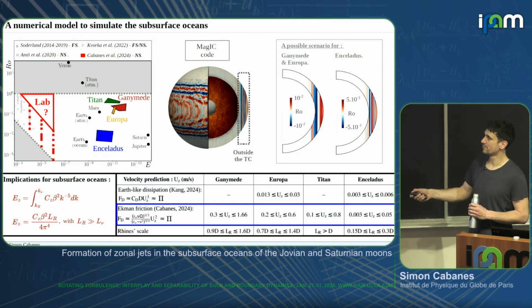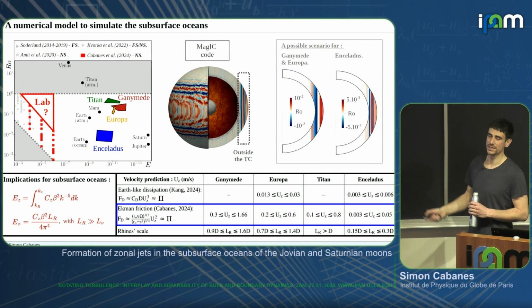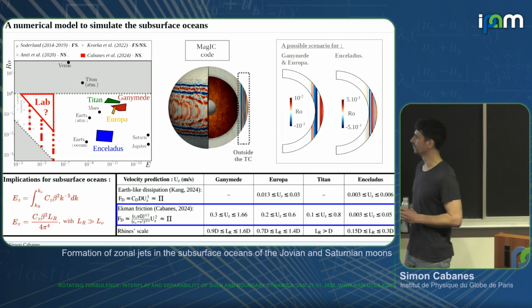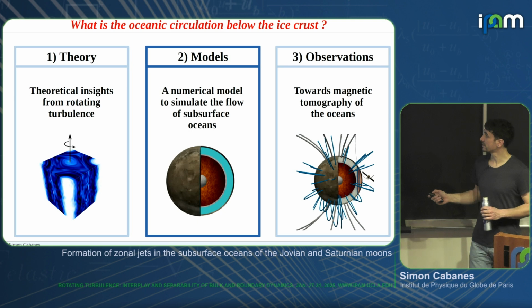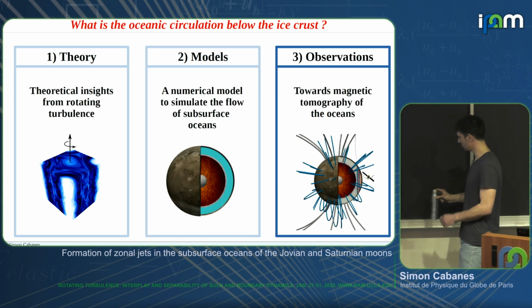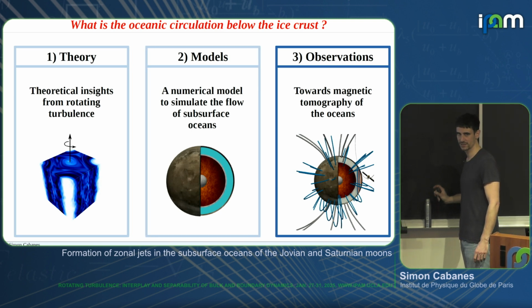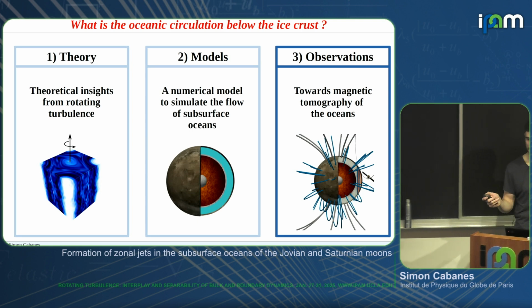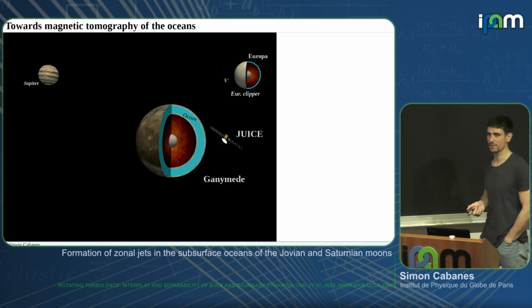I mean, it seems that it's very relevant to explore that part of the diagram for Titan, Ganymede, and Europa. And I think the lab can do that. So this is a call for future lab experiments. So let's have a rapid look at the observation and the possibility to get a magnetic signal. So I'll try to go rapidly through that, but it's a very interesting perspective, I guess.